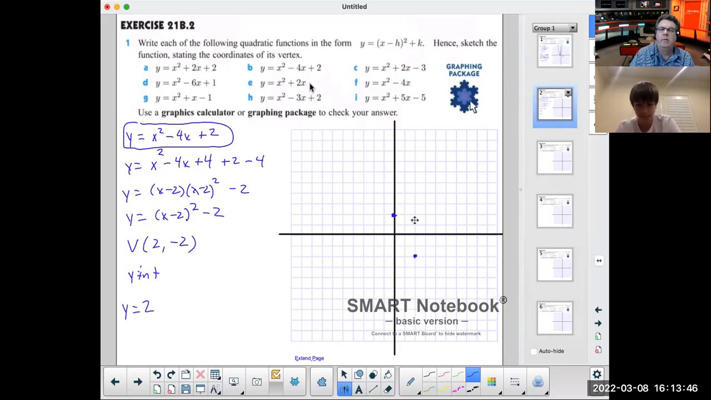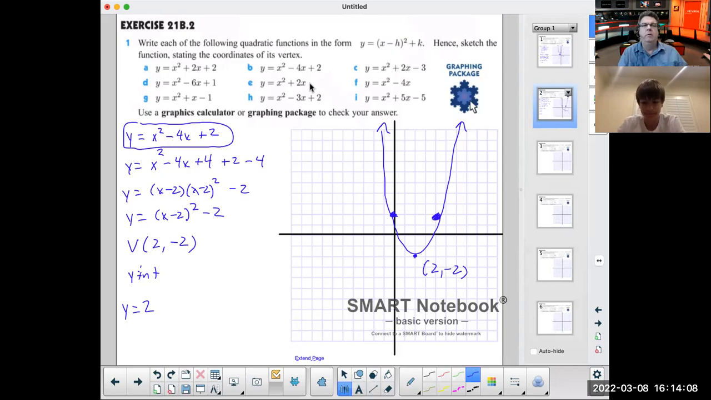Here's my vertex. And off we go. Oh my God, I'm off my sketching game today. Something like that. Feeling okay? Okay.